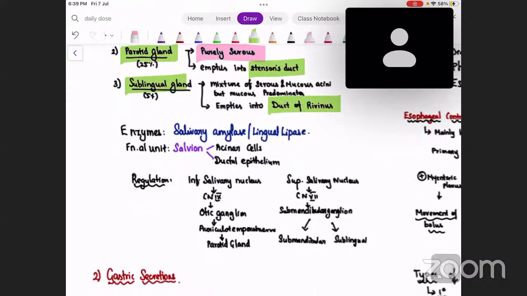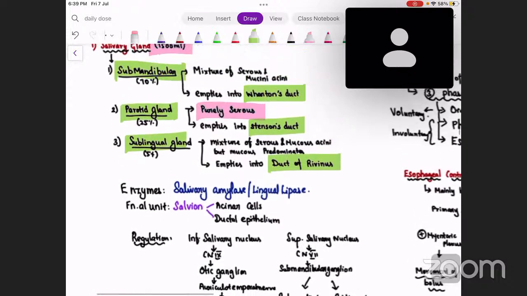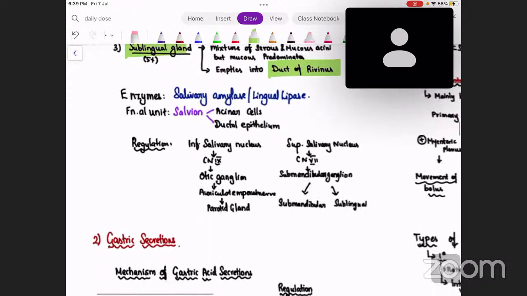Then, what are the enzymes you may see in the salivary gland? Enzymes are salivary amylase and salivary lipase, or lingual amylase and lingual lipase, however you call it. The functional unit of your salivary gland is the salivon, which contains acinar cells and duct epithelium. And regulation is mediated by the inferior and superior salivary nucleus.